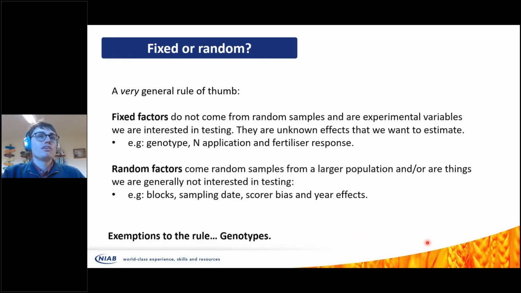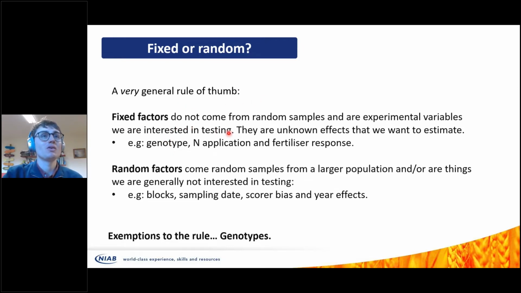So what's the difference between fixed or random, and why would you have varieties as fixed or random? This is a bit of a grey area, and there's lots of discussion and debate over what should be treated as fixed or random factors. So this is a general rule of thumb that I pulled together from advice from different people, and I think it's fairly useful, but not always completely accurate.